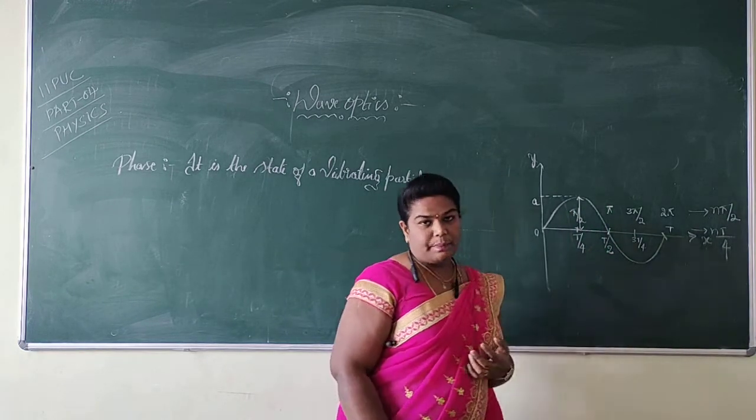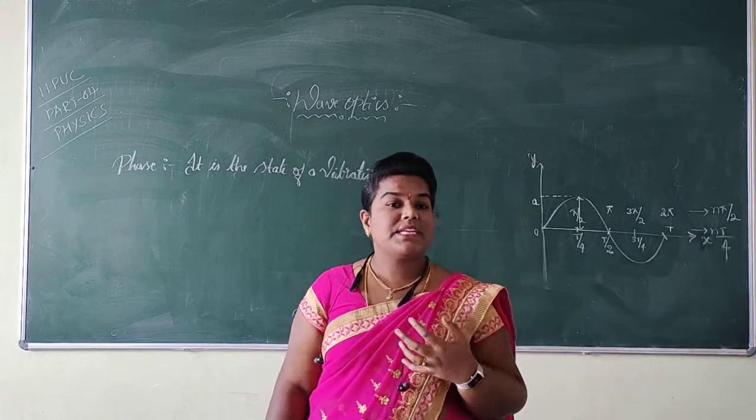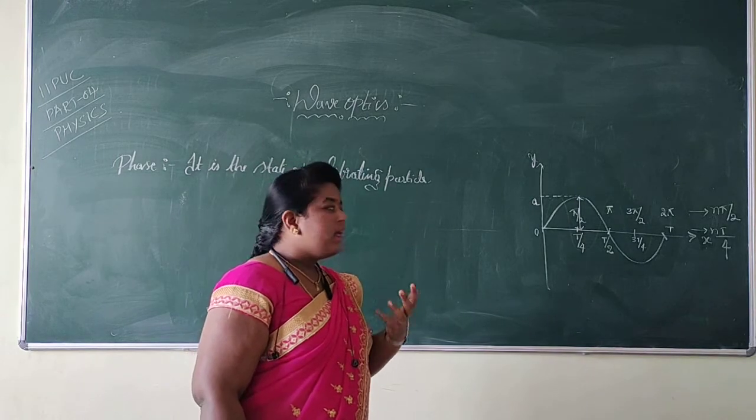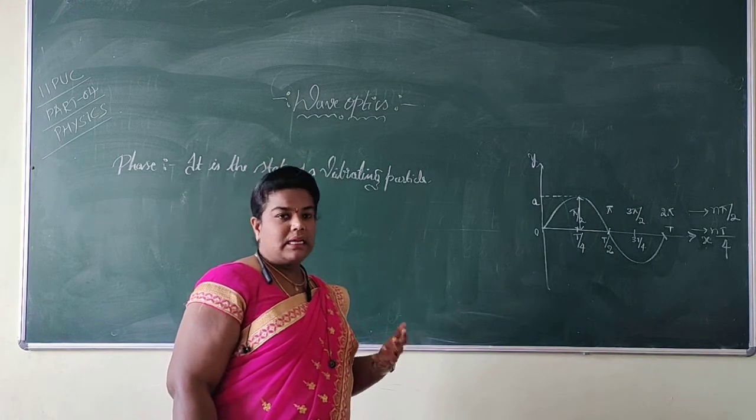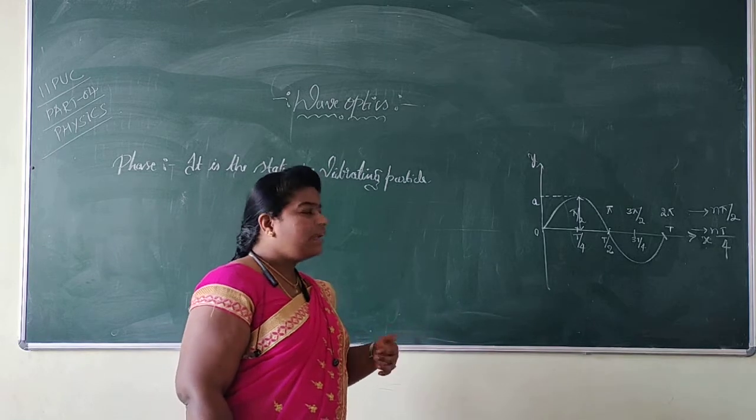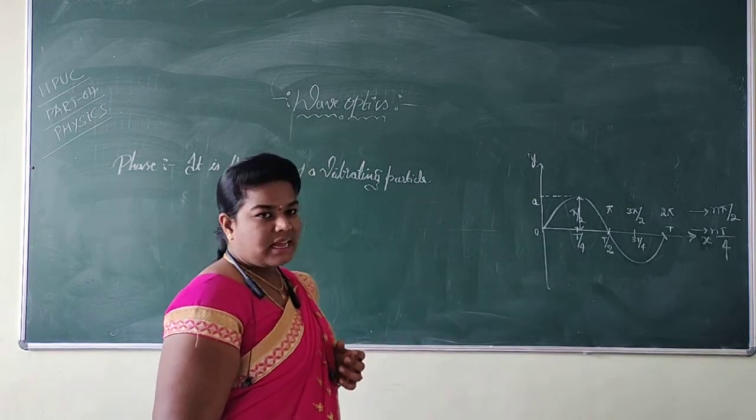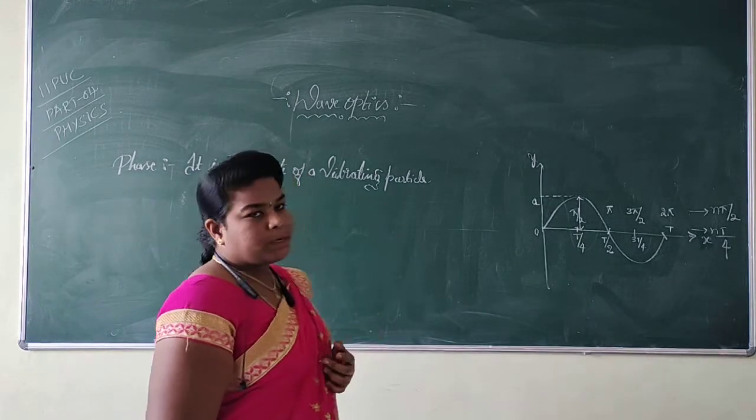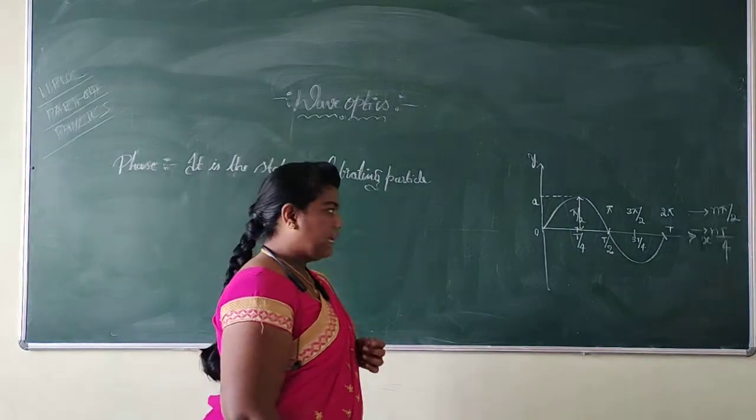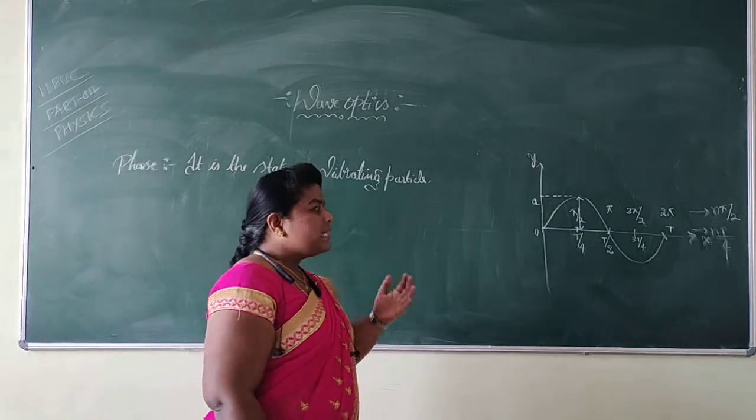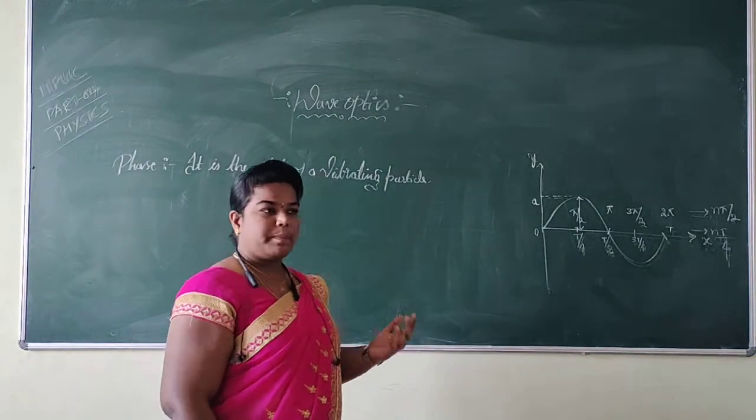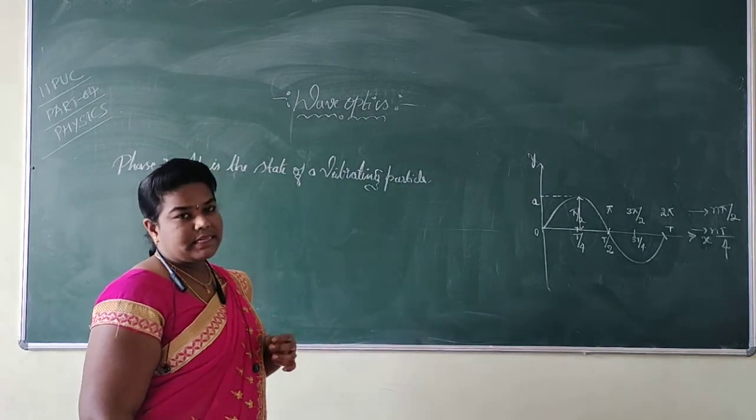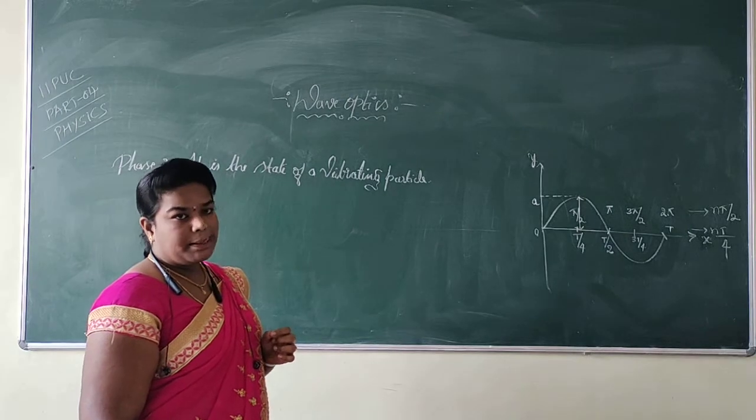So like this we should represent the phase of a particle: at time period T by 2, the phase angle is pi. So pi is a phase angle, 2 pi is a phase angle, 3 pi by 2 is a phase angle, pi by 2 is a phase angle. Why? Because these fractions of angles are used to represent the phase, the state, of a vibrating particle.